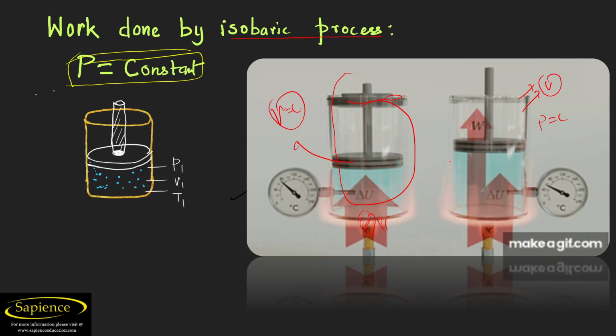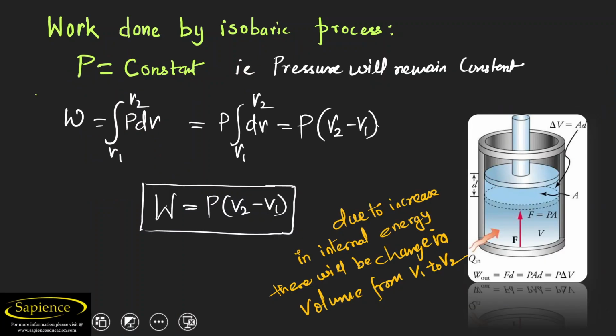So this is the condition. Okay, so we have already discussed the process. So these are the processes happening. We need to find the work done in an isobaric process, that is, pressure will remain constant. So this is the situation where pressure will remain constant. Now let us see here.